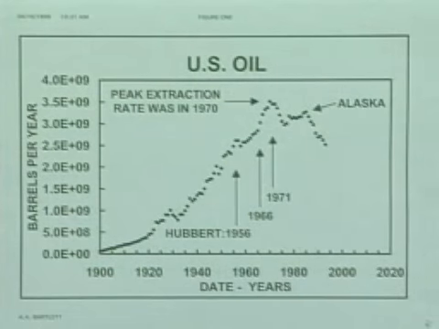So let's see what's happened. The data here are from the Department of Energy. So this is U.S. oil production. We see a long period of approximately steady growth. Here's the year 1956 when Dr. Hubbert did his analysis, and he said at that time that the peak would occur between 1966 and 1971. Well, the peak occurred in 1970. It was followed by a very rapid decline.